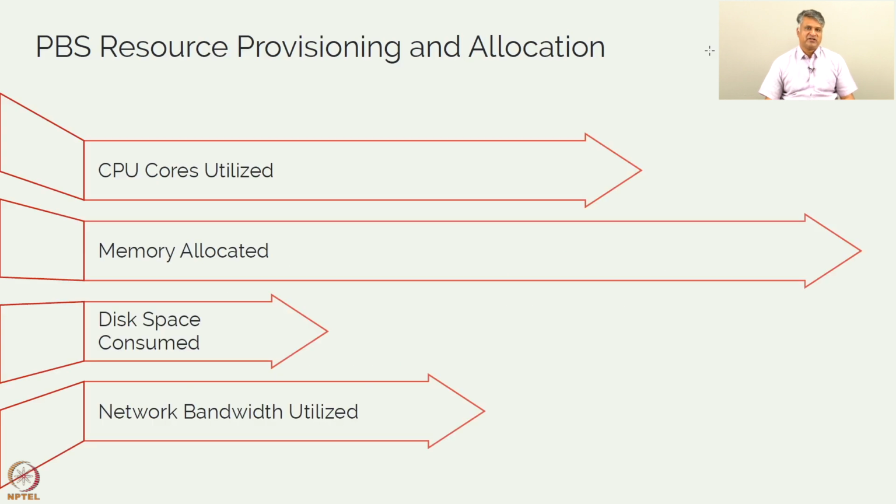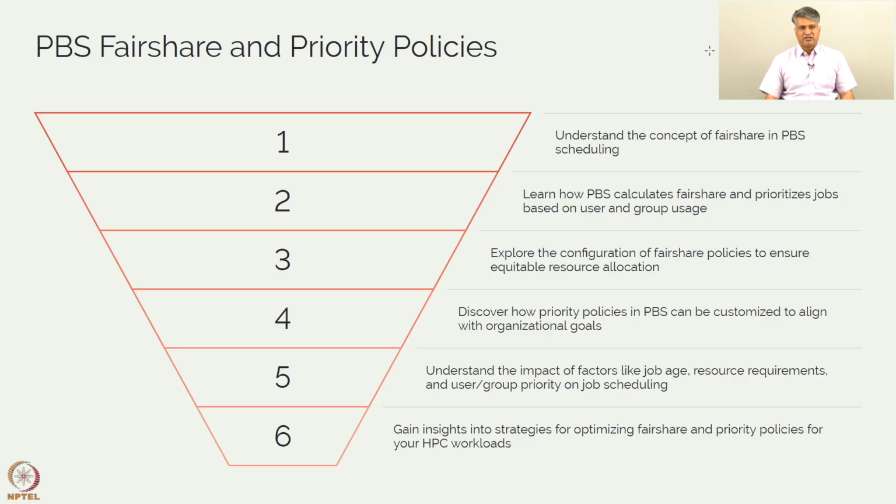PBS resource provisioning and allocation looks at the number of CPU cores utilized, the amount of memory allocated, the disk space consumed, and the network bandwidth utilized. You need to understand what the PBS fair share and priority policies are, and learn how PBS calculates fair share and prioritizes jobs. You can explore different combinations of fair share policies and implement them, and understand the impact of factors like job age, resource requirements, and user group priority on job scheduling.